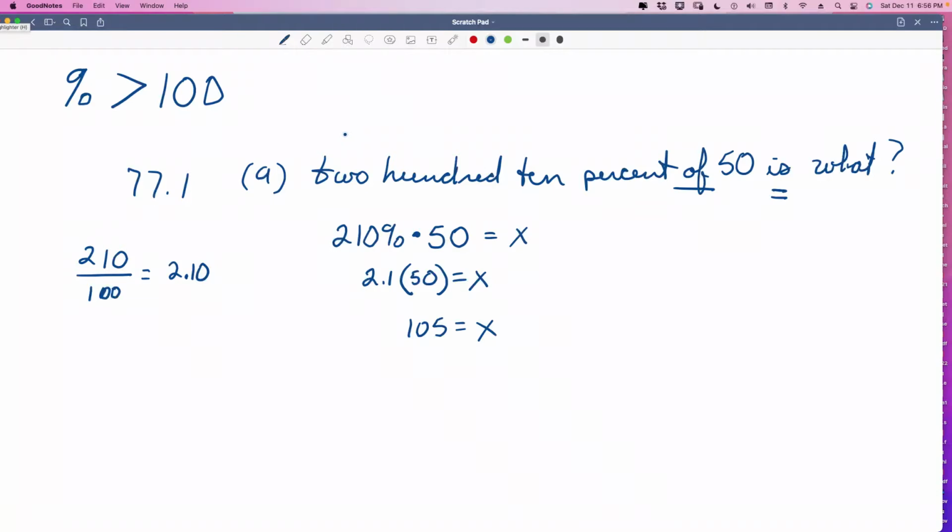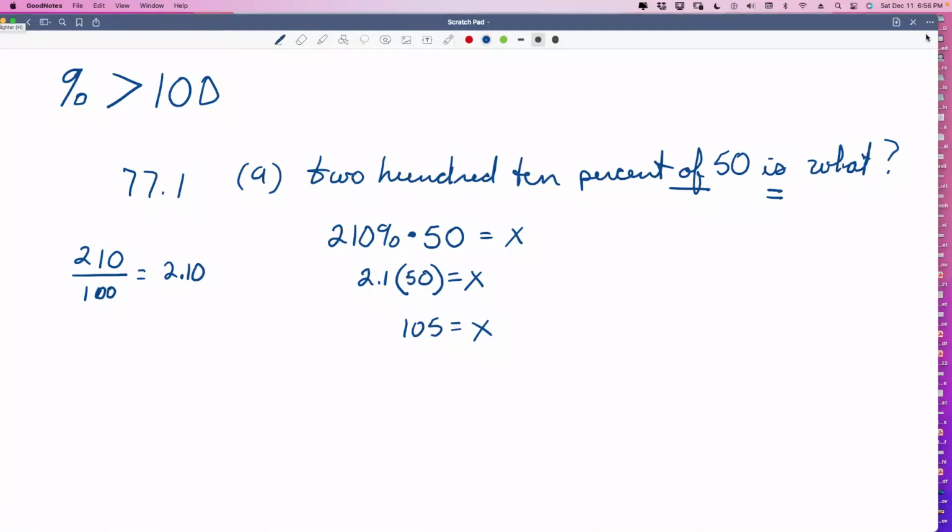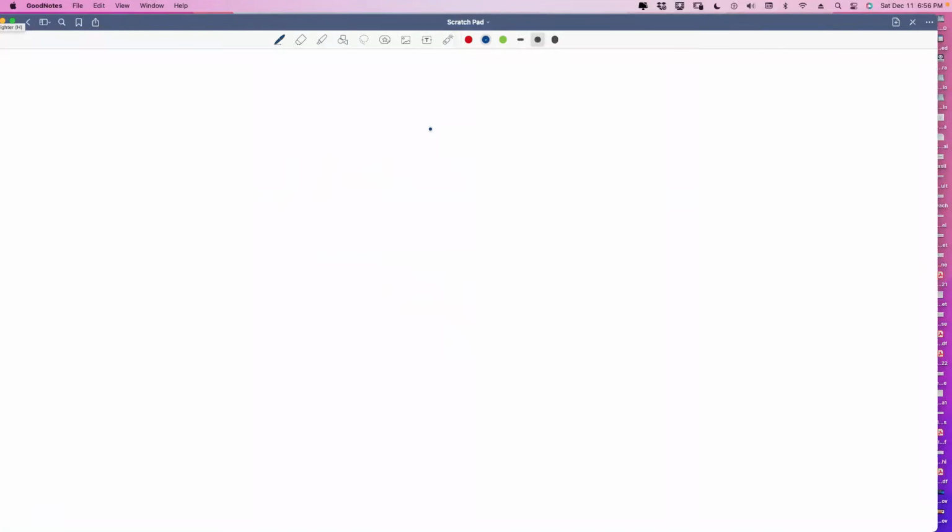So let's try another one. Let's try number B. I'm going to clear this page if I can. There we go. My mouse wasn't working right. I'll move this back over.